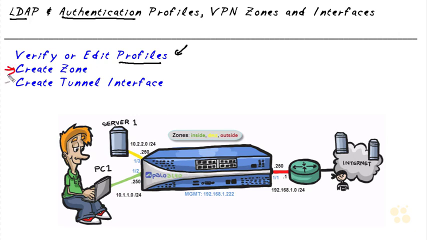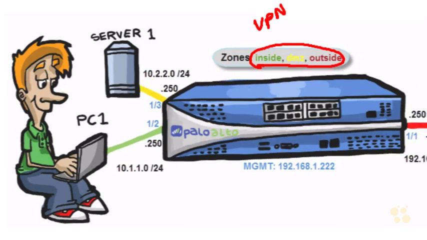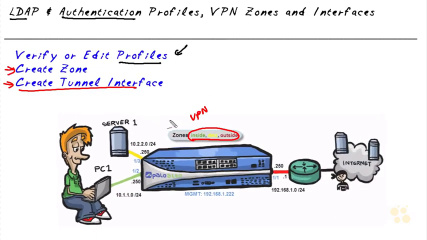Next, we're going to create a zone. So we'll currently have the inside, DMZ, and outside zones, but let's create a brand new zone. We'll simply name it VPN, and we'll create a logical tunnel interface that will be associated with that new VPN zone. And that will set us up perfectly for the ability to control what Bob can do by using security policies between that VPN zone and other zones that we have associated with other interfaces on the Palo Alto.